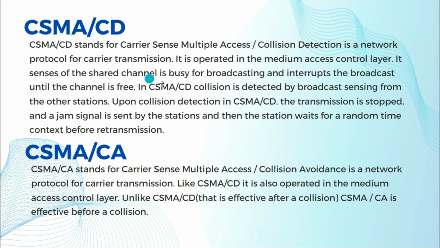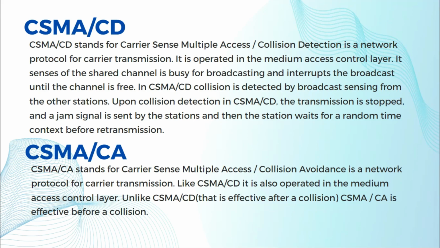It senses whether the shared channel is busy, and interrupts the broadcasting until the channel is free. In CSMA/CD the collision is detected by sensing the broadcast from the other station. It is very easy to detect, because this method exists to detect collisions. There is no acknowledgement concept inside this method, because when data is successfully transferred from the sender side to the receiver side, it is easily detected.